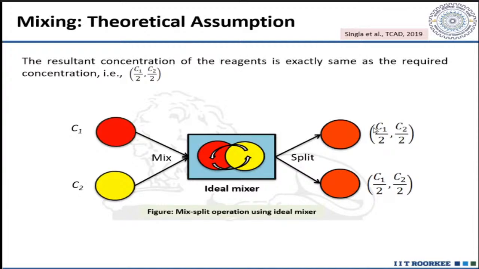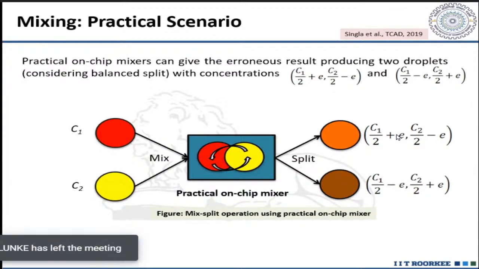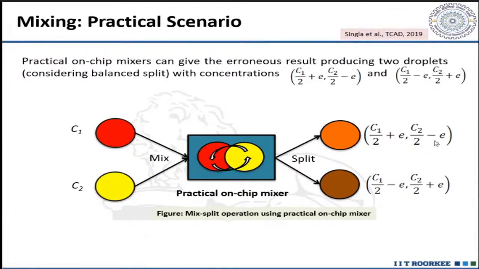As I told you earlier, the split operation in an ideal mixture is balanced splitting. The concentration should ideally be half when the split is done. After mixing, this is C1, this is C2. So after the split, this will be C1 plus C2 by half, and C1 plus C2 by half. So both will be equal. But what actually happens in the practical scenario is that some error is incorporated. So it will be plus error in one droplet, and in the other droplet it will be minus error. If it is minus error in this droplet, then it will be plus error in this one. This is what is actually happening in the concentration.